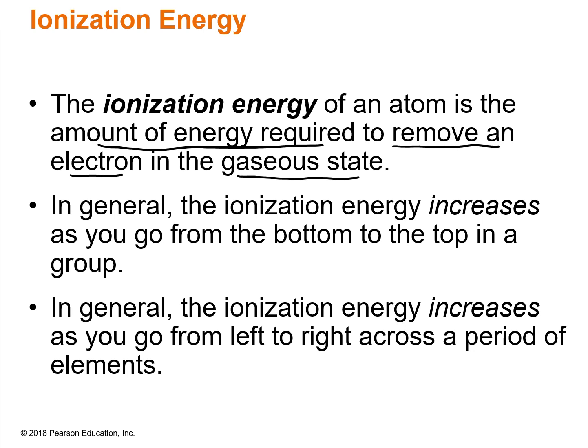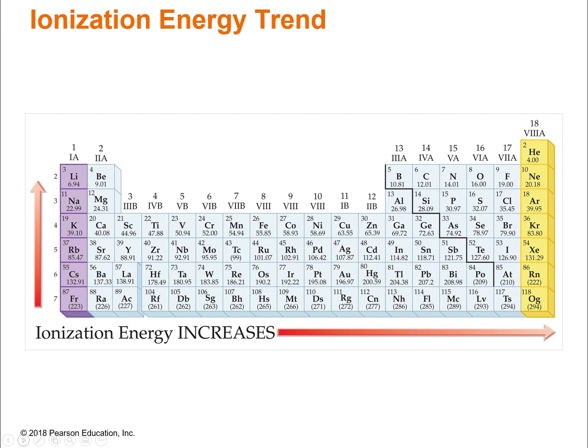As you go from the bottom to the top of a group and from left to right, your ionization energy will increase. So it is different from atomic radius and metallic character. Ionization energy increases as you go up a group and across a period. So this is what that looks like.